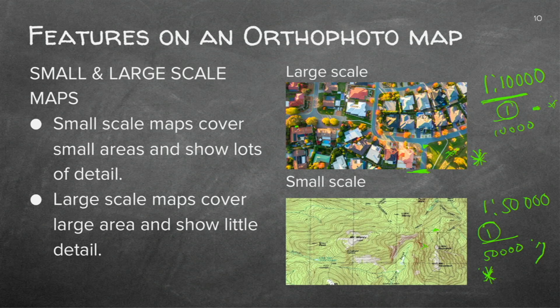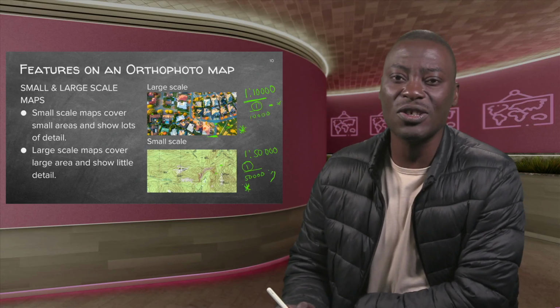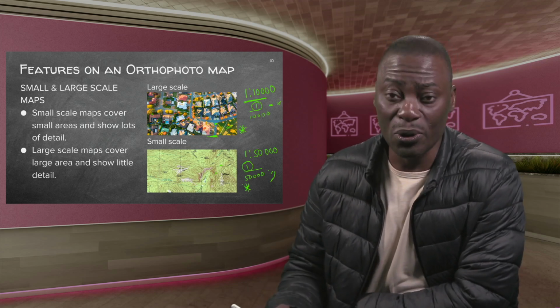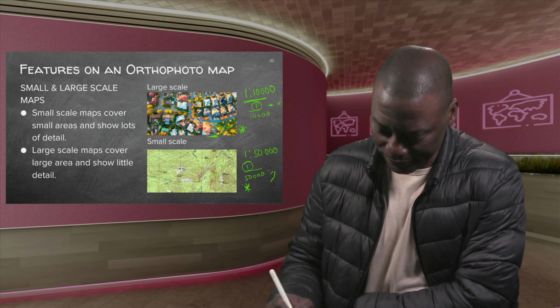So large scale maps show a lot of details about a place, while small scale maps show very little detail about a place. Take note of that. And that is what differentiates an orthophoto map from a topographic map that we'll talk about in subsequent lessons.